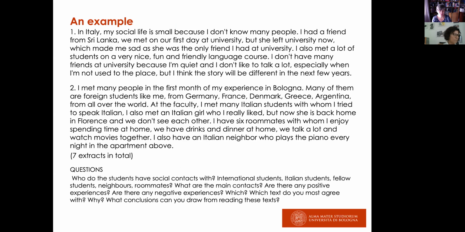Here is an example of the kinds of extracts given to the students. These have been translated into English as they were written in Italian by the students themselves, and also an example of the questions that were provided for group discussion, and these were also written in Italian. I will just leave you now 1 minute to read the extracts, the 2 extracts out of a total of 7 extracts, and the questions.